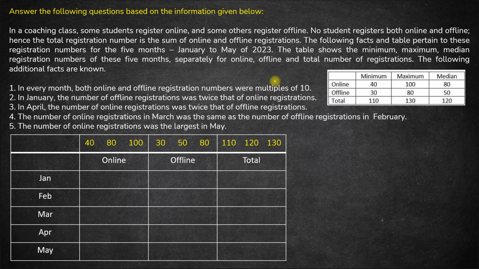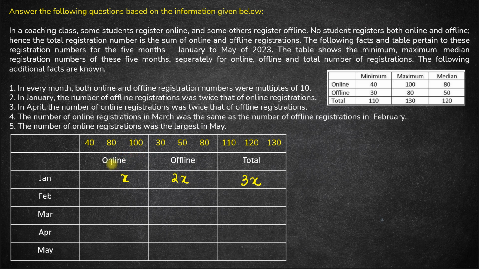So looking at this next statement, in January the number of offline registrations was twice that of online registrations. Okay. Number of offline registrations in January is twice that of online. So if this is X, this would have been 2X. Right. That means the total number of registrations must be 3X. Cool. So this basically tells us that the total number of registrations should be a multiple of 3. And we also know that the total number of registrations is 110, 120 or 130.